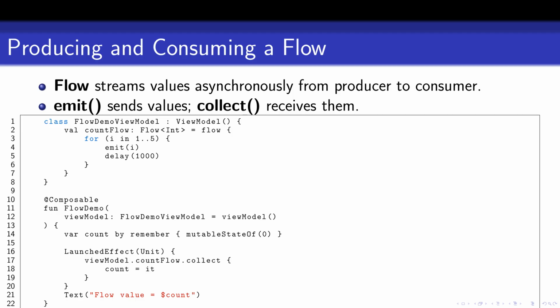Kotlin flows are a way to stream data from a producer to a consumer asynchronously. You create a flow using the flow builder and use emit to send values. The consumer collects those values with the collect function inside a coroutine. This is useful for anything from loading data to receiving updates over time.